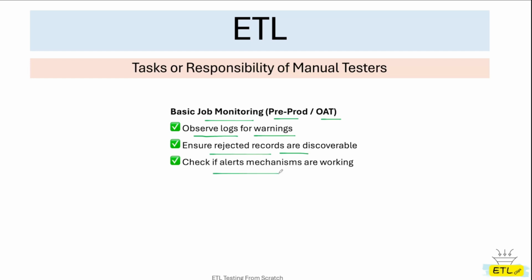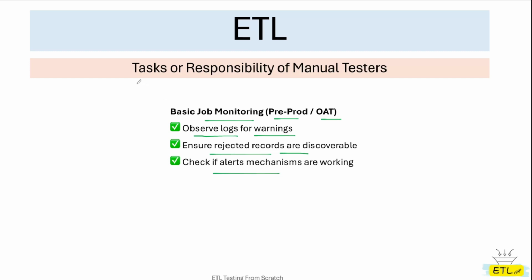And check if alert mechanisms are working. For example, if there were some severe alerts due to some reason, some kind of critical data or business data which ends up in alerts, there should be a mechanism to alert the support team or production team or business team. So as a tester, you have to make sure that the alert mechanism works.